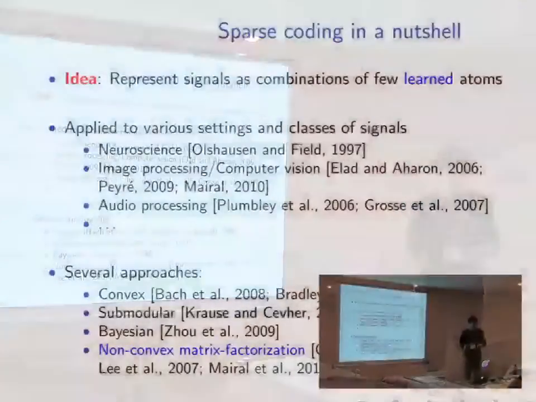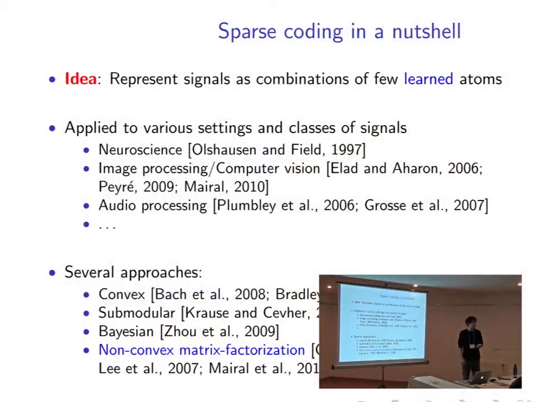People have come up with different approaches to perform sparse coding. Some of them use convex tools, submodular analysis, Bayesian methods. And today we put the emphasis on the non-convex matrix factorization formulation, which I deem to be one of the most widely used, most common approaches for sparse coding.